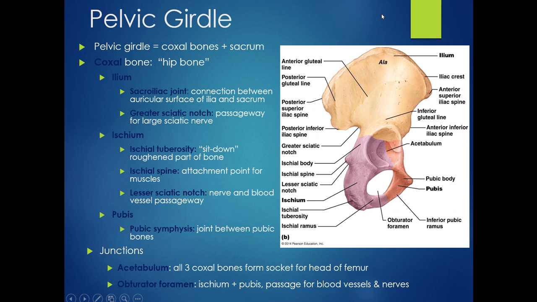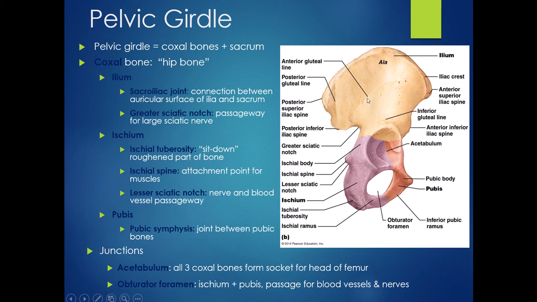If we look then at the lower limb, the pelvic girdle consists of the coxal bones, the hip bones, plus the sacrum. So that portion of your spinal cord also contributes to the pelvis. The hip bone itself, the coxal bone, is 3 bones that have been fused together. This large ilium here, which is the flared portion, the pubis, which is the more anterior bone, and then the ischium here, which is the more posterior bone.